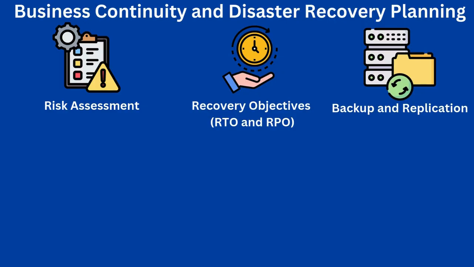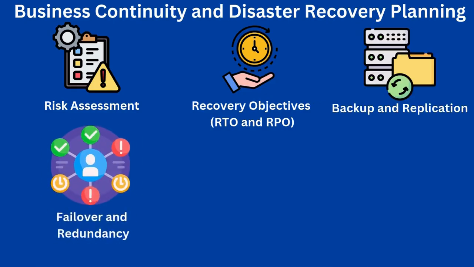Backup and replication. Implement regular backups of critical data and applications in the cloud. Utilize data replication across multiple regions for redundancy. Failover and redundancy. Design your cloud architecture with redundancy and failover capabilities to minimize downtime. Use features like availability zones in AWS or availability sets in Azure.